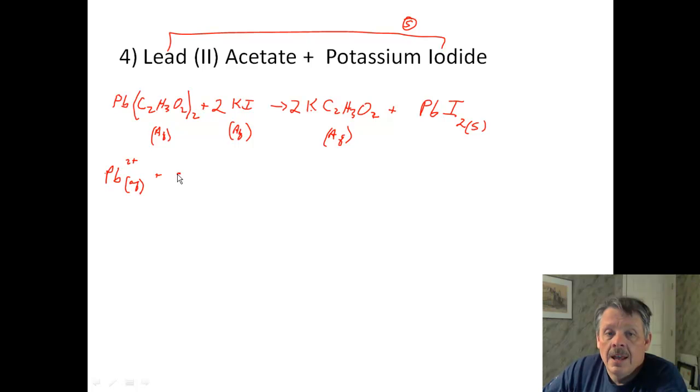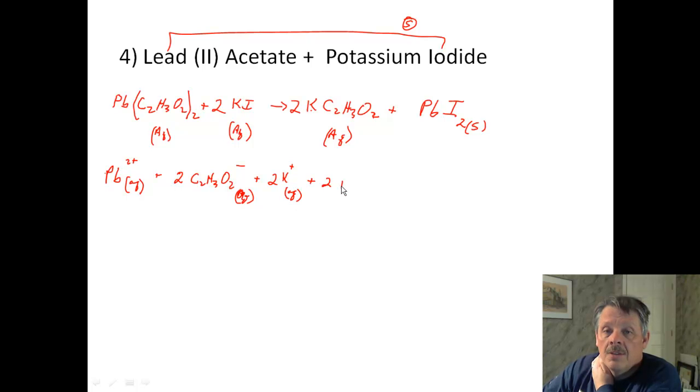And I have 2 acetates, C2H3O2, and they are both aqueous. They both have a negative charge. And I have 2 potassiums, both of which are positively charged, and they are aqueous. And I have 2 iodines. They're both negatively charged, and they're aqueous.